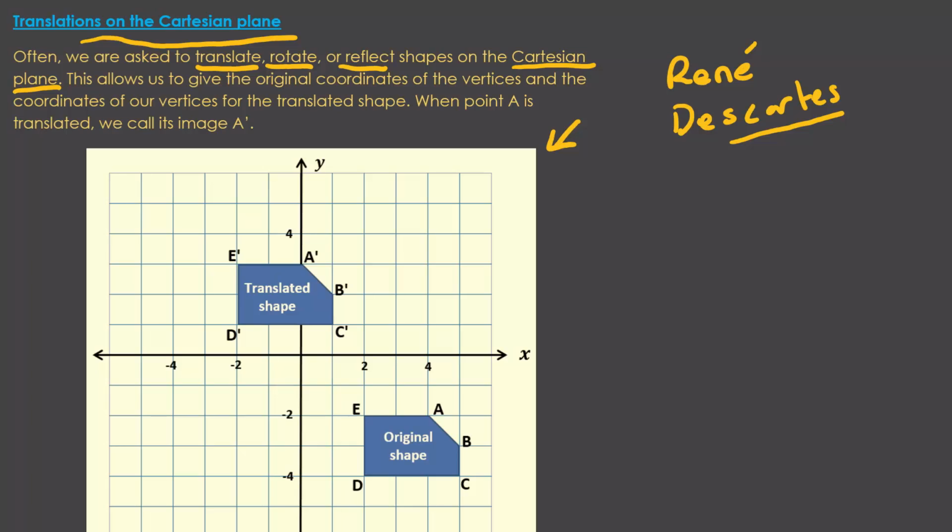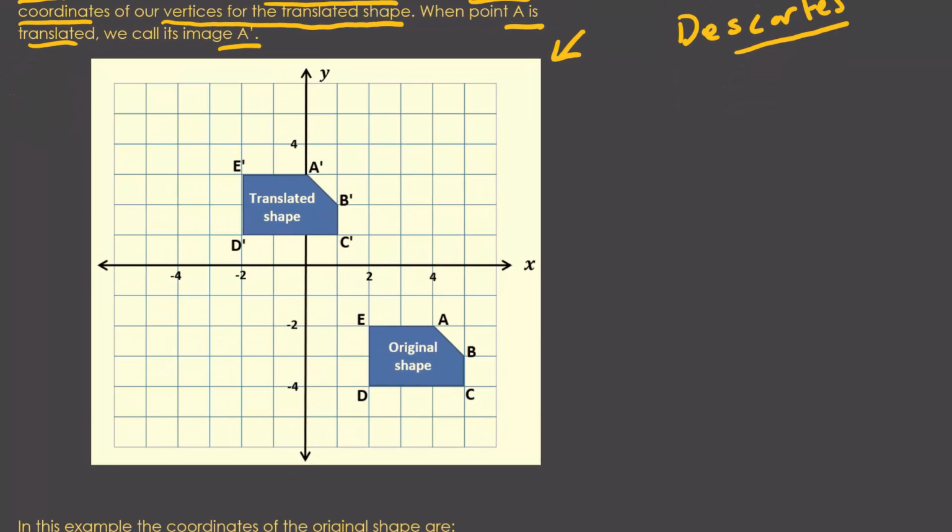This allows us to give the original coordinates of the vertices and the coordinates of our vertices for the translated shape. When point A is translated, we call its image A dashed. So that's just as we saw before for entire shapes. So A dashed, which we can see just here, is the image of the point A, and so on.